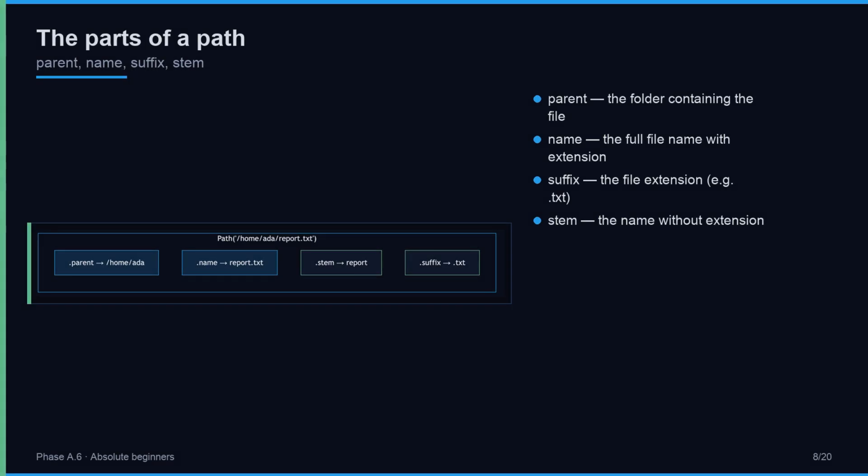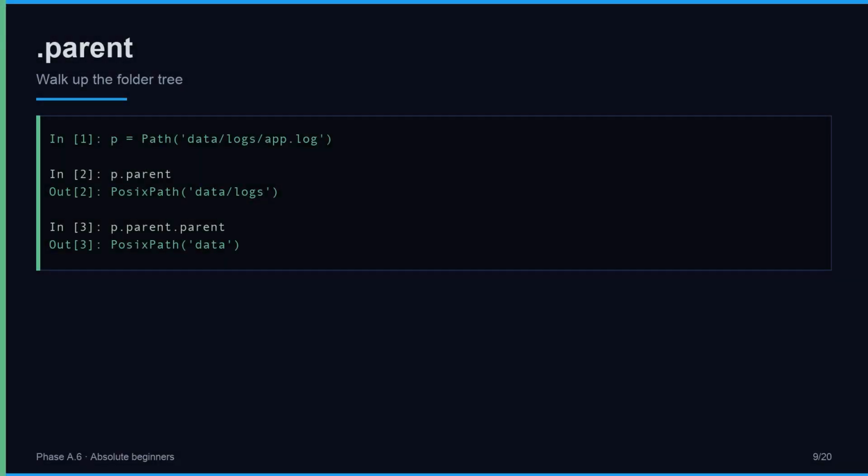Every path has parts. Take a path like data/notes.txt. It has 4 useful parts. Parent is the folder containing the file, here, data. Name is the full file name, notes.txt. Suffix is the extension, .txt. Stem is the name without the extension, notes. Once you know these 4 parts, you can take any path apart calmly, no matter how deep the folders go. 4 useful parts.